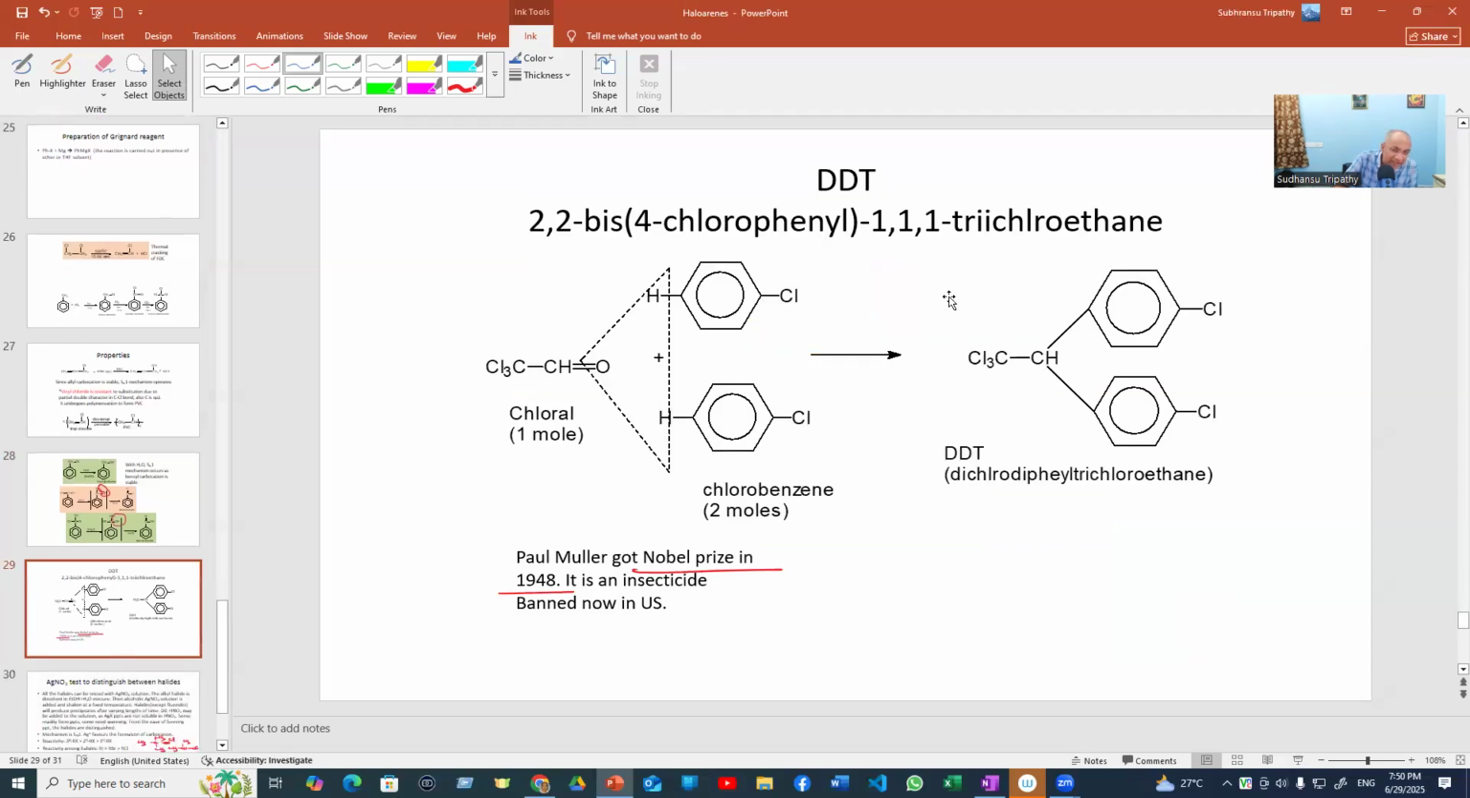And DDT is now outdated. It was a very powerful insecticide in the early and late 20th century. DDT is nothing but dichlorodiphenyl trichloroethane. Dichlorodiphenyl trichloroethane, the two carbon atoms.